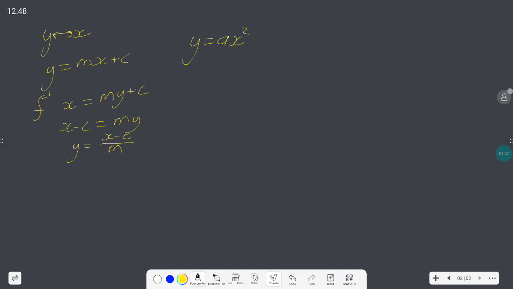y equals ax squared. So if I find the inverse of this, let's say, call this g of x. So if I find the inverse of g of x, it means that it will be x equals ay squared. What do I have to do? I have to solve for y. So easy way to do that. y is equal to plus minus square root of x over a.